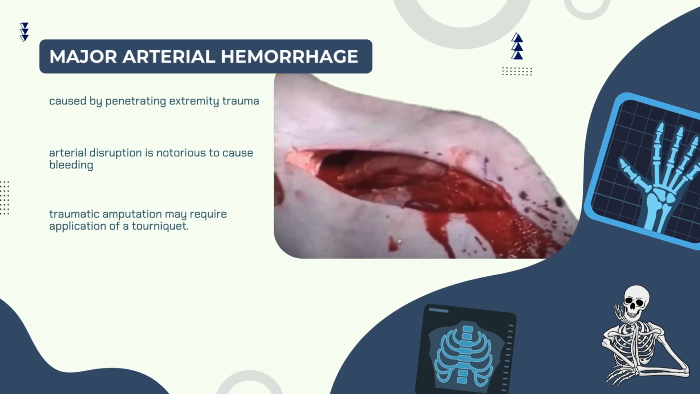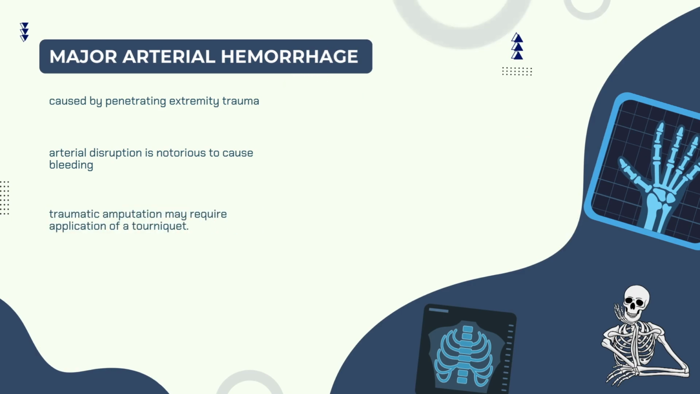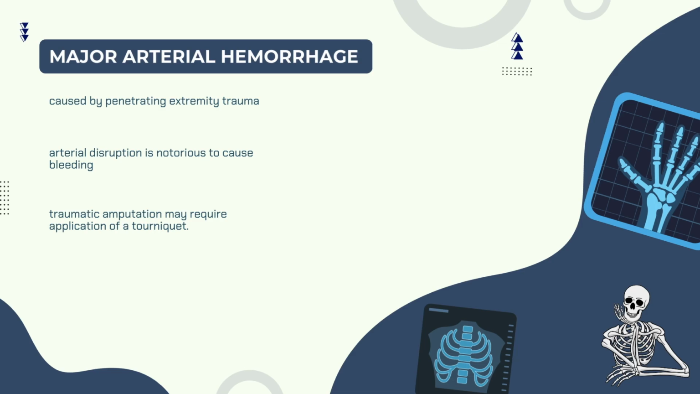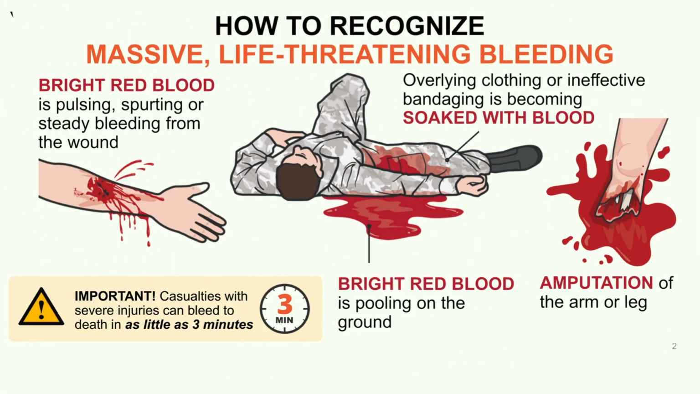Arterial disruption due to penetrating trauma can be extremely notorious and cause blood loss and shock. Traumatic amputation may require application of a tourniquet to stop the bleeding. We'll see how to recognize massive life-threatening bleeding. If it is bright red bleeding, pulsating and spurting out from a deep wound, then it can be massive and life-threatening. On the other hand, if the overlying cloth is ineffective and the bandaging is completely soaked with blood, then it can be a life-threatening bleed. Amputation with continuous oozing of blood can also be life-threatening.